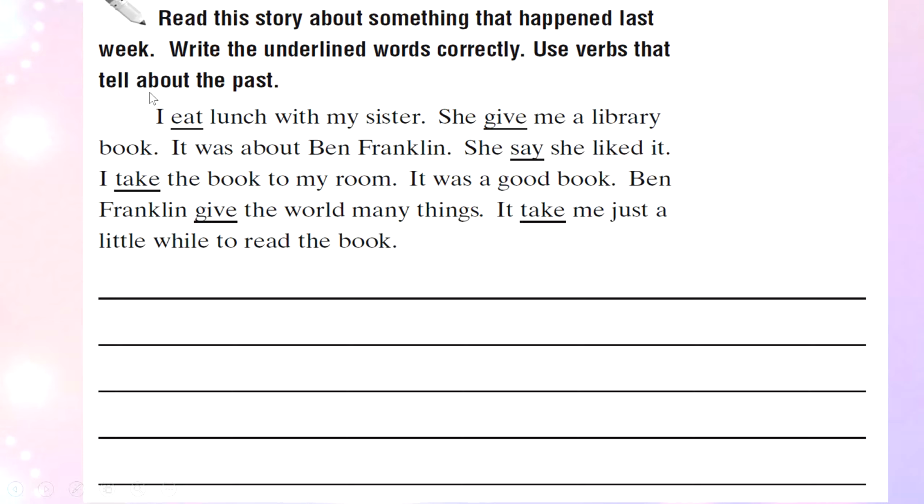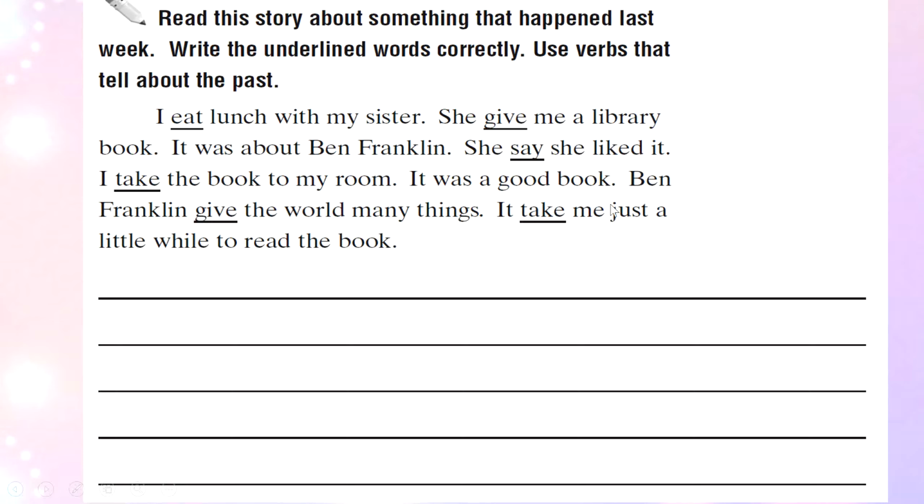Now let's read. I eat lunch with my sister. Please change eat to the past. Write it here. She gave me a library book. Change give to the past. It was about Ben Franklin. She say she liked it. Change say to the past. I take the book to my room. Change take to the past.